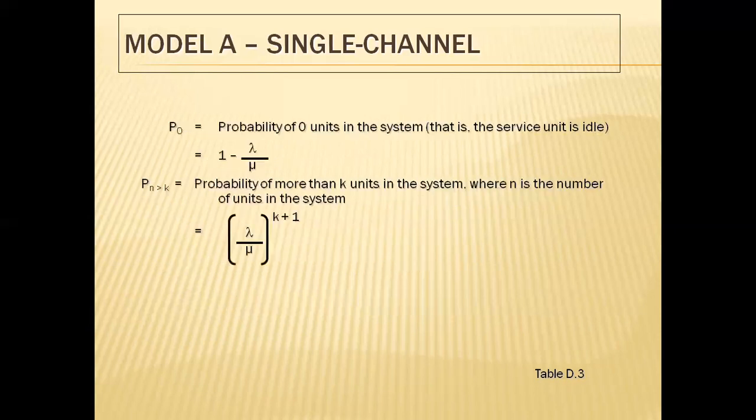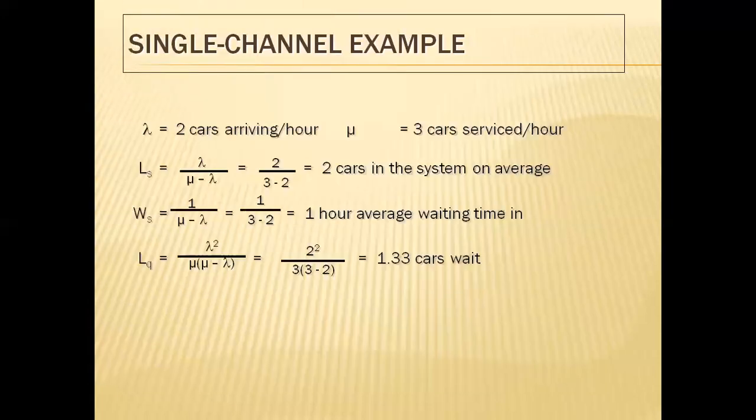So then, in the case of this single channel, you notice the probability of zero units in the system, that is, the service unit is existing in an idle mode, without any customers, the channel is waiting in an idle mode. Then P of N greater than K, the probability of more than K units in the system, where N is the number of units in the system, is given by lambda by mu raised to the power K plus 1.